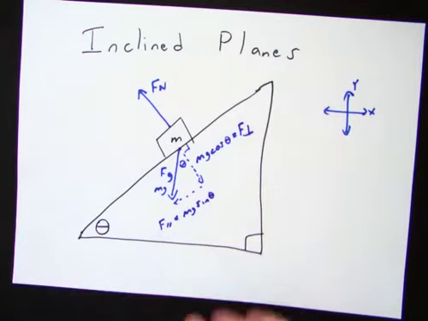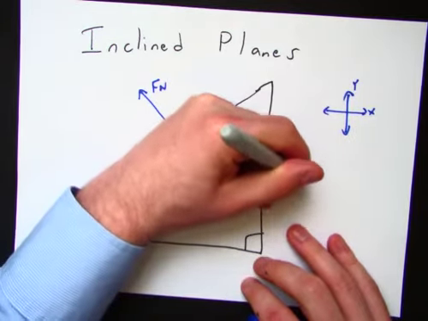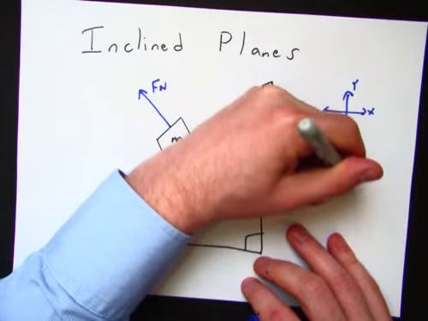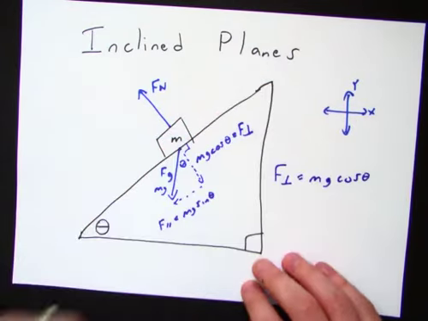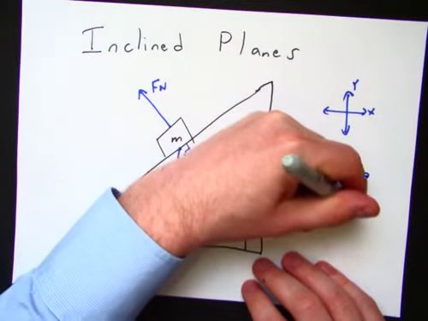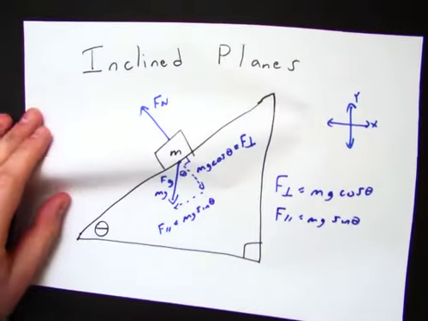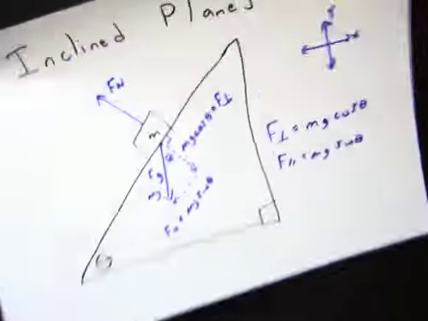Why are these useful? Well, I'm just going to write them a little larger here and say that F perpendicular is equal to mg times the cos of theta, and F parallel is mg times the sine of theta. These are very useful in solving problems, and I'm just going to give you an example here to solve.